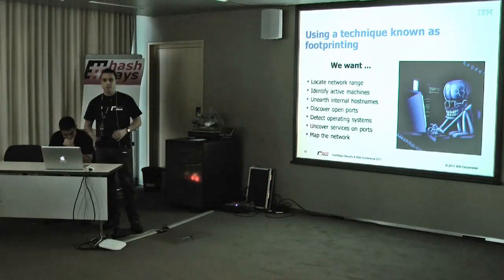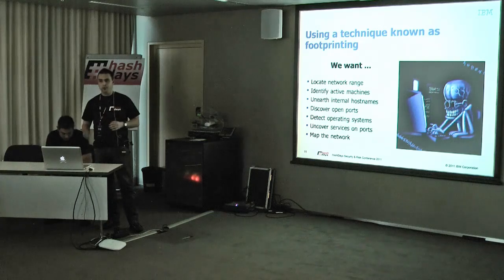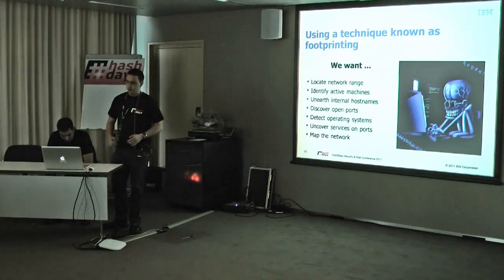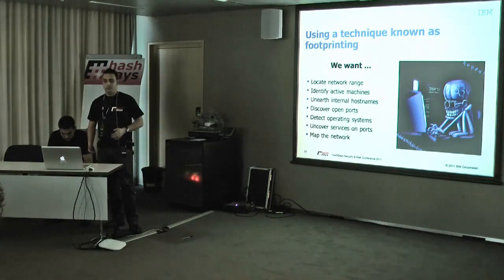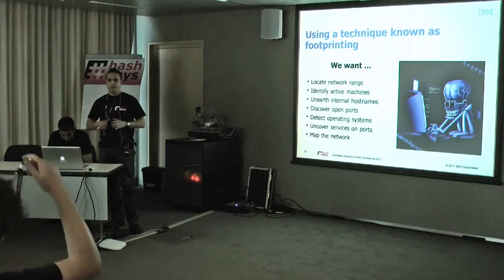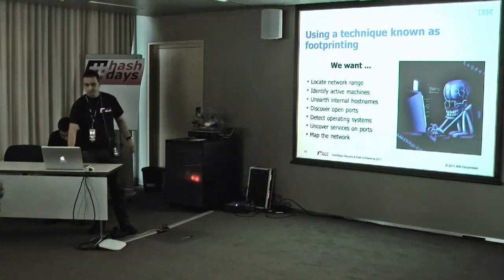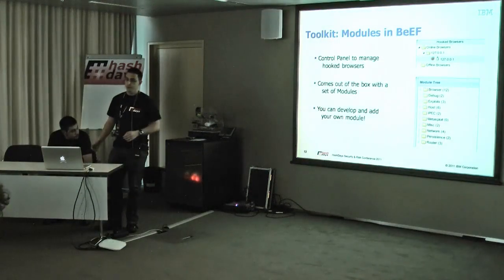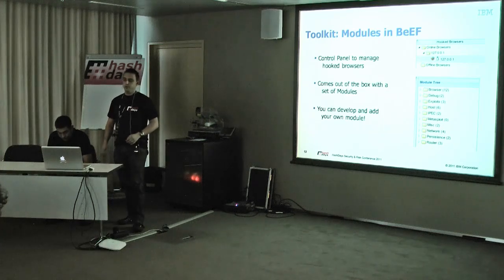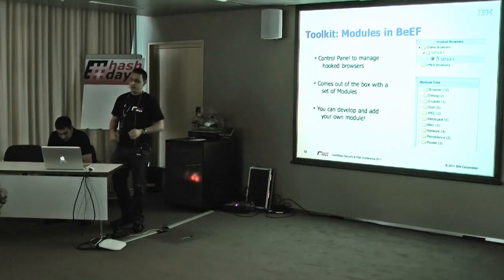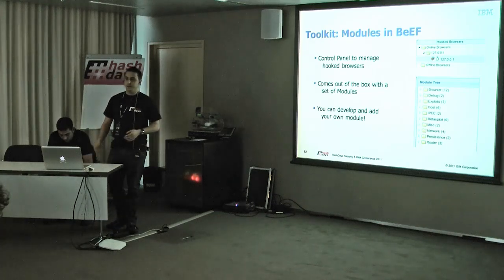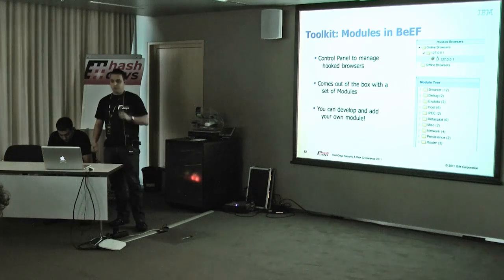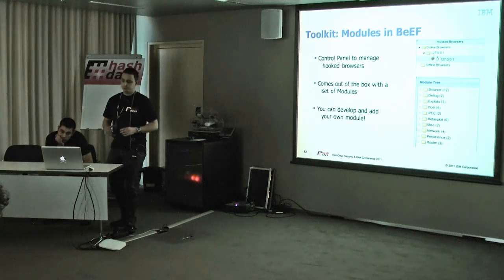So we will discover the open ports to map them to the service running. And we'll try to do a basic operating system fingerprinting, and then create a graphic and map the network. For that we are going to use BeEF, the Browser Exploitation Framework. BeEF has two main components, the server side that is written in Ruby, and the client side that runs in the victim, and it's basically a set of modules.